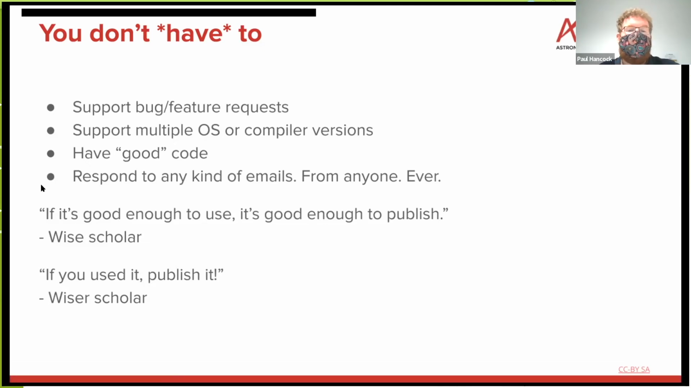So essentially what I'm saying is the bar for publishing code is very low. Throw it on GitHub, put a README there, and say, please don't bug me because I won't answer your emails. Done. You have published your code. It's available to others. You've made it clear the level of support that you're going to provide.